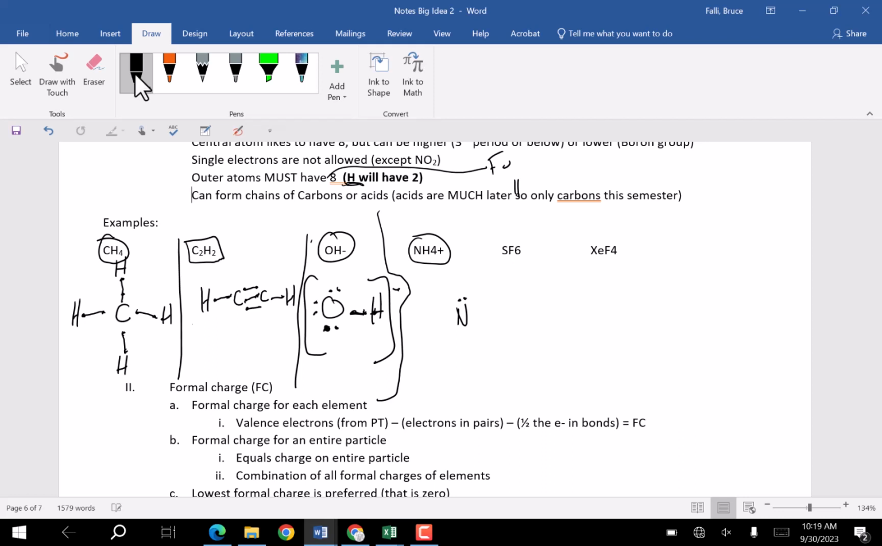Nitrogen goes in the middle. 1, 2, 3, 4, 5. Balance them out. It doesn't matter where you put the pair. I've got 4 H's. Spread it out just like CH4. Every H has a single electron. I'm aiming my singles at each other.